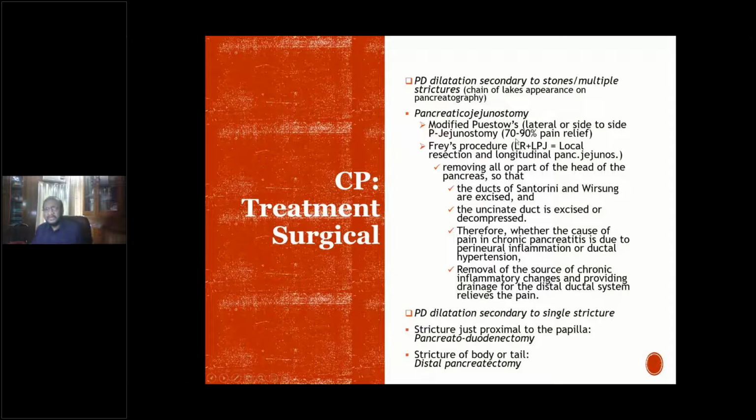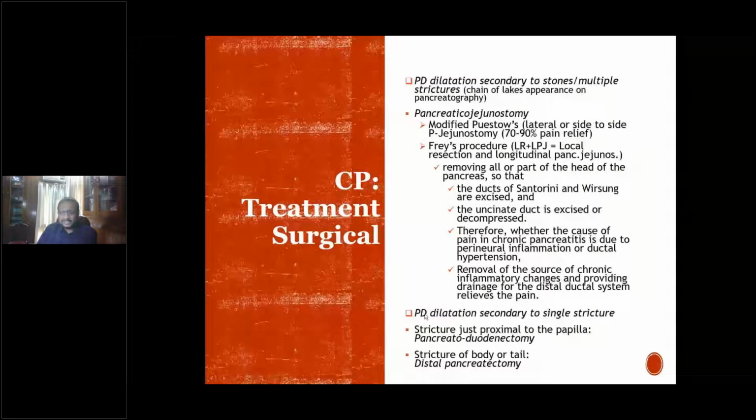Or you can do a Frey procedure, which is nothing but local resection and longitudinal pancreaticojejunostomy. Right? See here in modified Puestow, is there any resection? No. Frey's resection, yes. So this is a combined resective plus decompressive procedure. In Frey's procedure, you're removing a part of the head of the pancreas, and then the duct of Santorini, Wirsung is excised, and the uncinate duct is excised, and because you're removing that damaged part, the cause of pain from pancreatitis is removed, so painful inflammation decreases, ductal hypertension disappears, right?